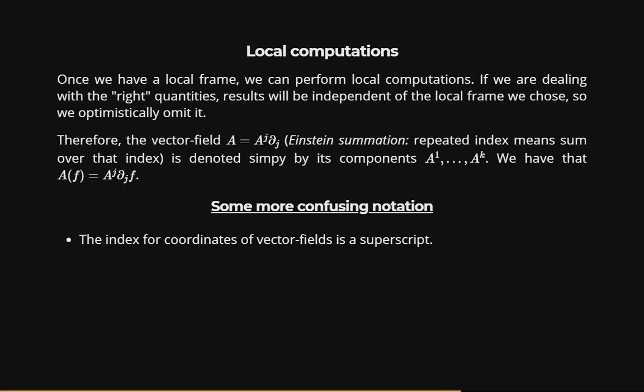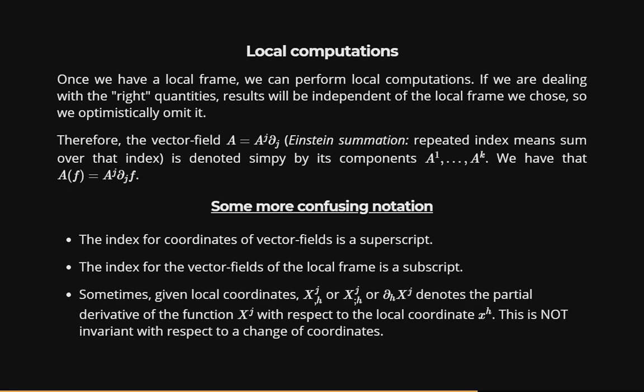Some more confusing notation. The index for coordinates of vector fields is a superscript. The index for vector fields is a subscript. This is an old notation, so I don't think you will find it, but sometimes writing comma h or semicolon h, or this one, which is the usual one, denotes the partial derivative of the function with respect to the local coordinate. This is not invariant with respect to the change of coordinates, because once you change the coordinates, the first coordinate of the first chart becomes something in the second chart. It's not even a coordinate, maybe. It's just a function.